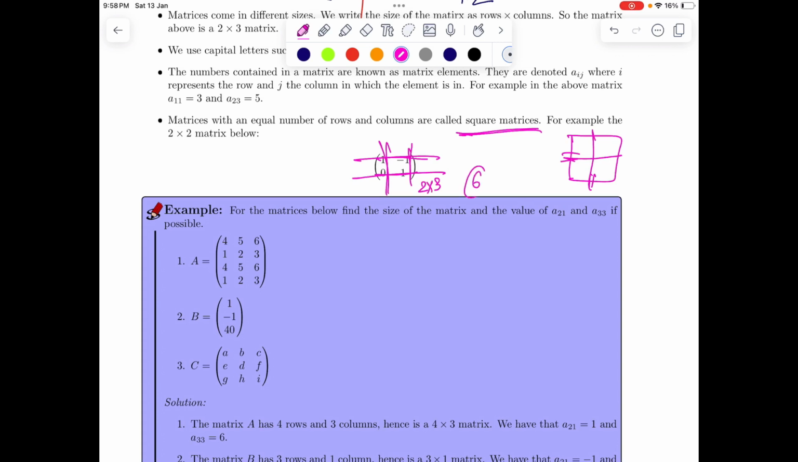2, and how many columns are 3, and then you multiply. You give 2 cross 3. What does it mean? Because 2 into 3 is 6. So basically we have 6 elements, which is clearly wrong.